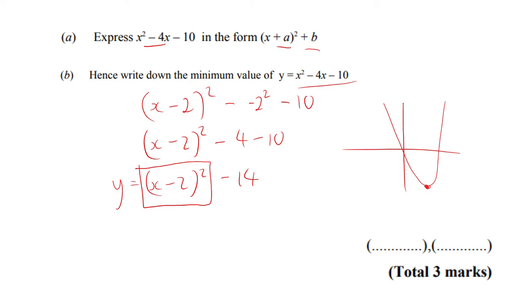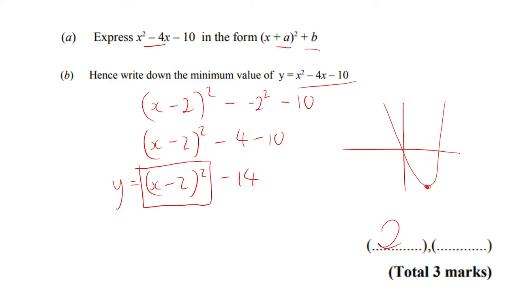So I've got to think about what value of x would make the value of this box here equal to 0. So I've got to make this bracket here equal 0, and therefore x would have to be 2. Because if x was 2, 2 minus 2 is 0, and 0 squared is 0. So the value of x which gives me a minimum value for y would be x equals 2. So I can fill that in already.